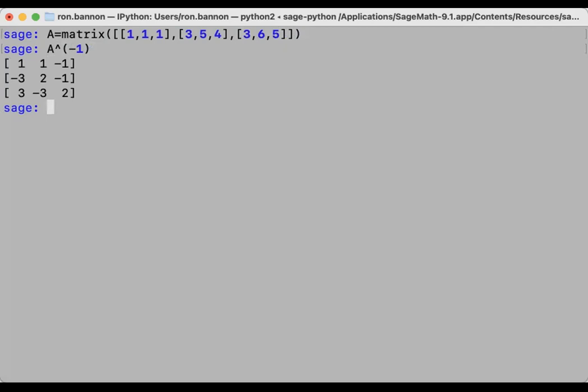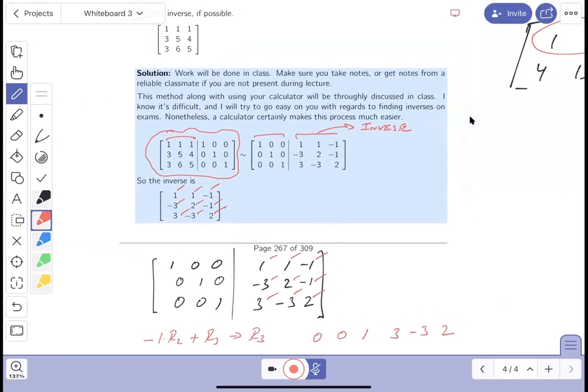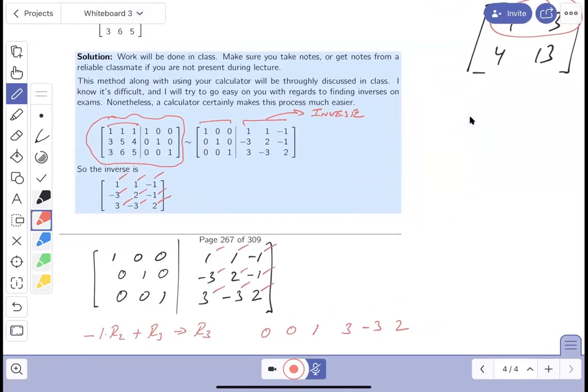We got it. All right, let me go back to the screen share of the whiteboard. All right, so we did all right with that. We did it by hand. So I want to read it to you. It says, this method, along with using your calculator, which could be Sage, by the way, will be discussed in class. We just did discuss it. All right. I know it's difficult, and I will try to go easy on you with regard to finding inverses. However, you should learn how to use a computer. But before you do that, you should struggle with hand arithmetic. All right. You really should.